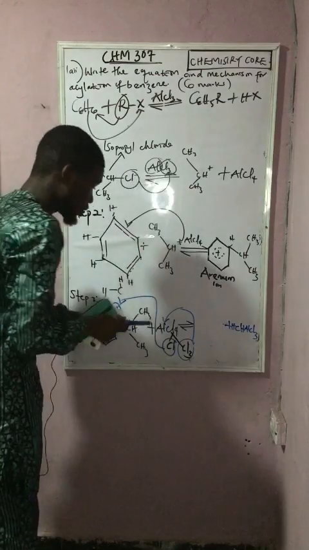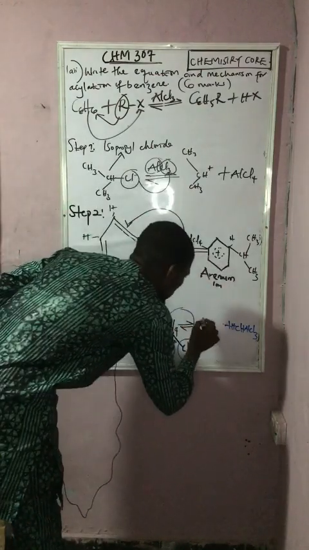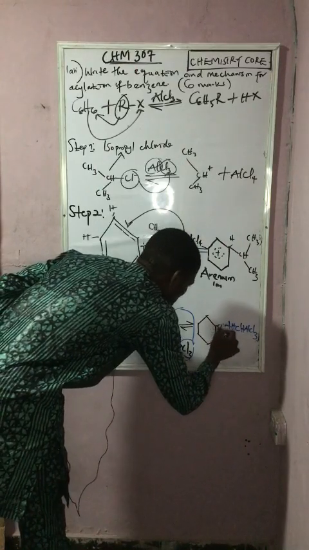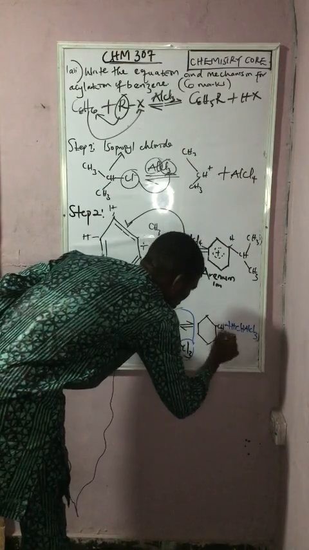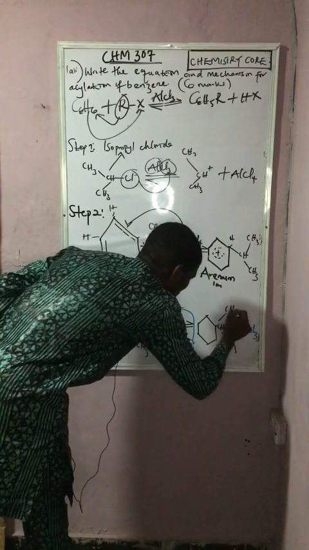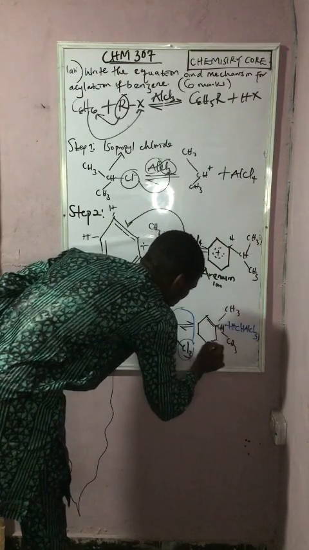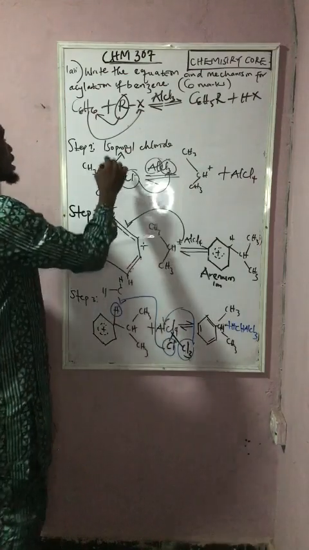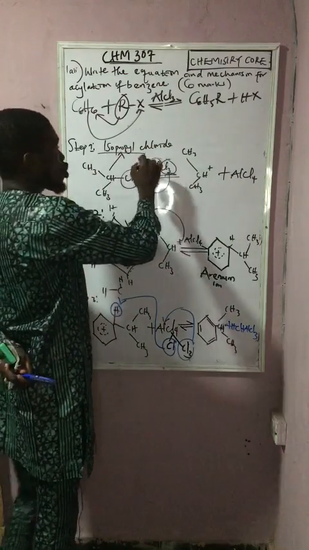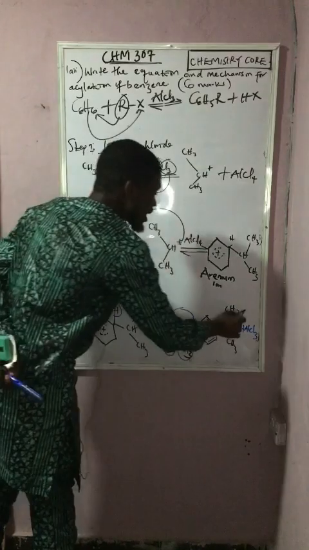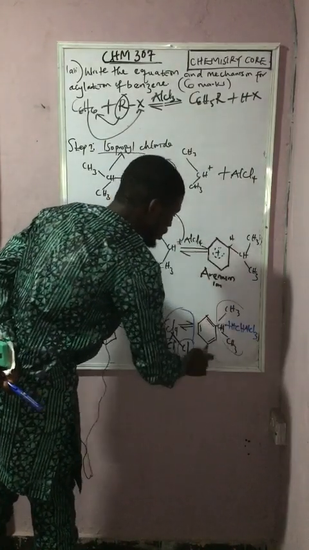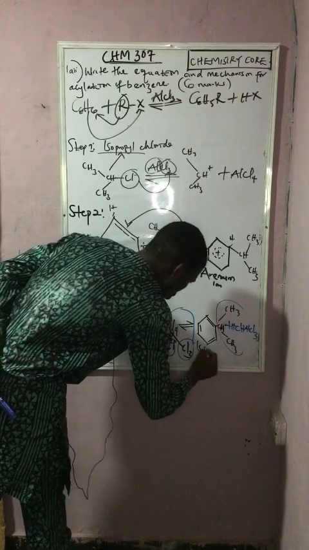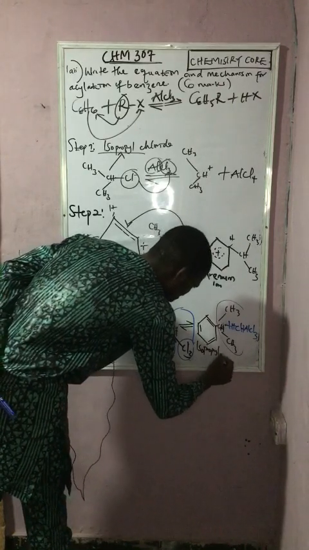So the benzene ring is there. Our CH3. So now, if we have to name this, initially I said we started with isopropyl chloride. So this is the isopropyl. So this structure is isopropyl benzene.